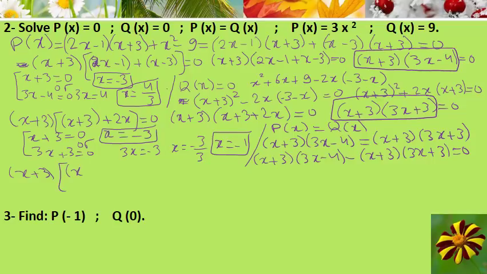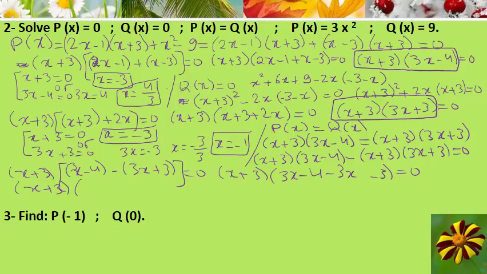3x minus 4 we keep in parentheses. 3x minus 4 minus 3x plus 3 is equal to 0. x plus 3x minus 3x minus 4 minus 3x minus 3 is equal to 0. x plus 3 equal 3x, and minus 3x, minus 3x, they cancel, we will have minus 7 is equal to 0. Here how do we write it? Minus 7 into x plus 3 is equal to 0.